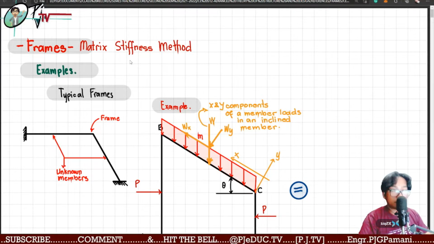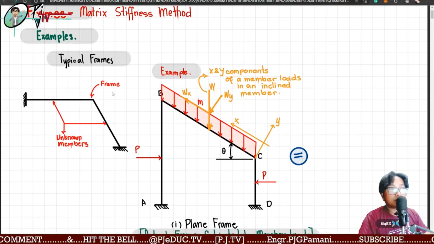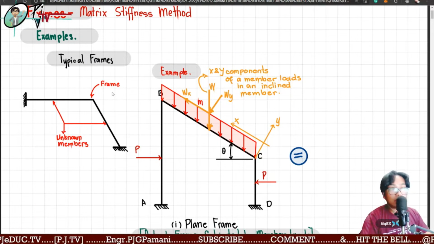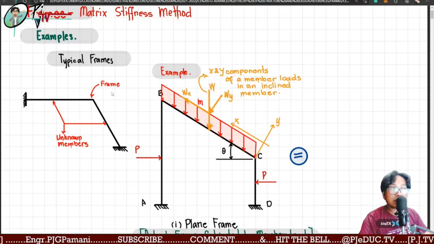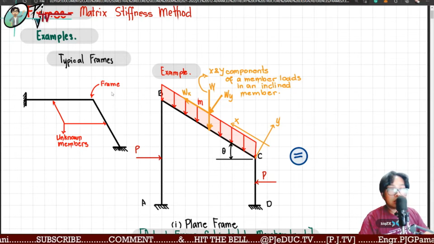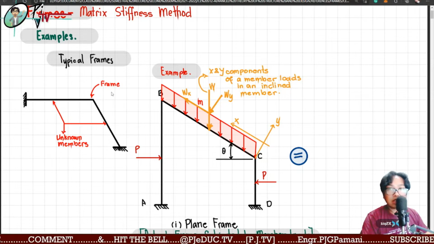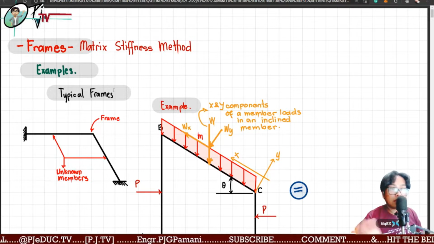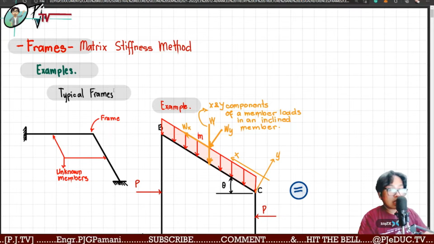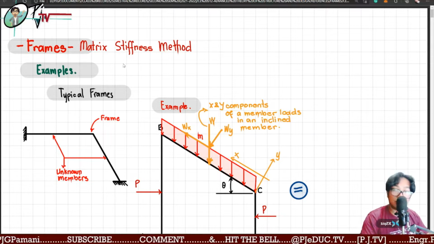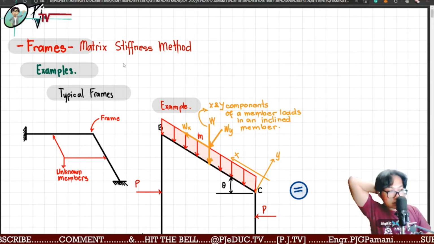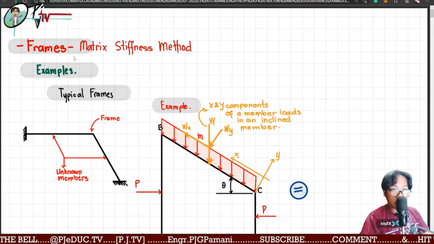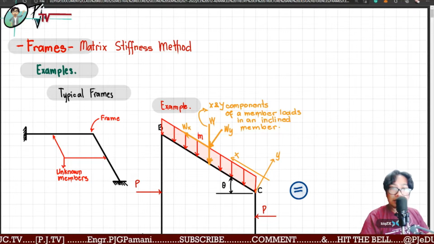So this is now frames on matrix stiffness methods. We are very familiar with how we analyze a particular frame in a 2D plane, whether they are statically determinate or statically indeterminate frames. With the matrix stiffness method, we will be able to solve those two types of structures, either statically determinate or statically indeterminate. This is applicable to both. This is, at some point, without considering sideways.